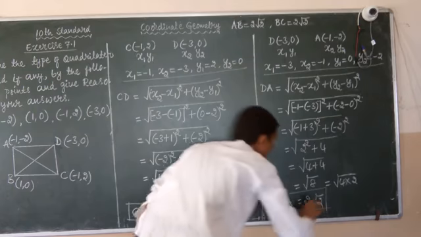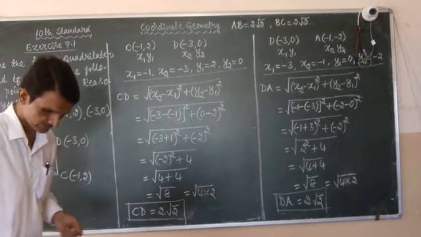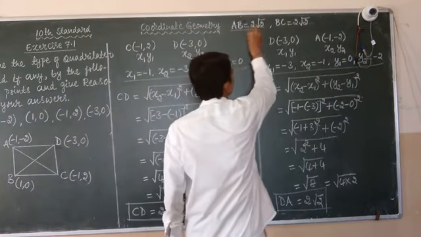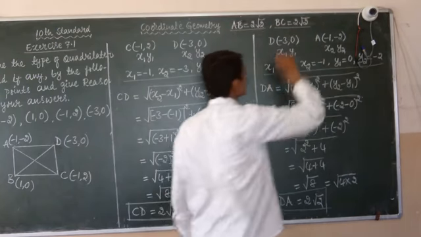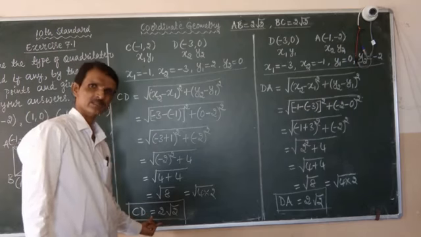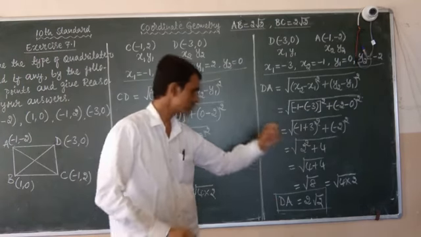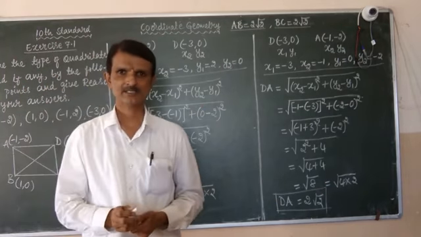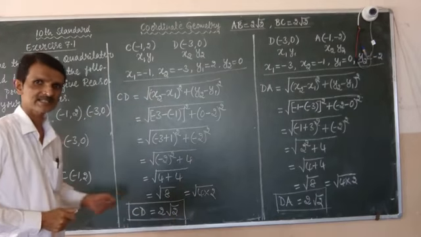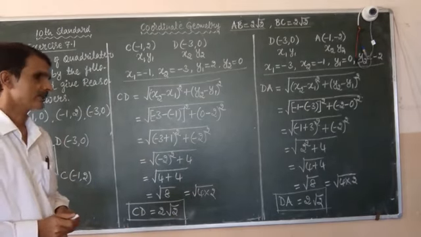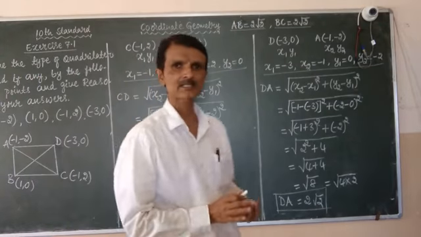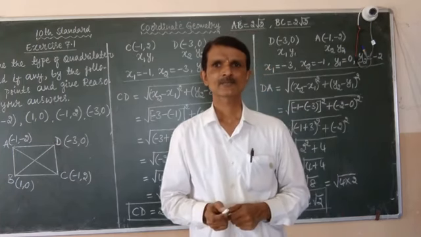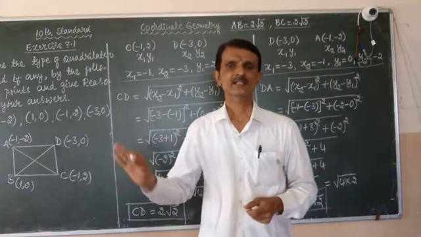So if you observe students, the value of AB is 2 root 2, BC is also 2 root 2, CD is also 2 root 2, and DA is also 2 root 2. So that means all the sides are equal. So in a quadrilateral, if all the 4 sides are equal, then what do you call it? No, you cannot say it is a square.